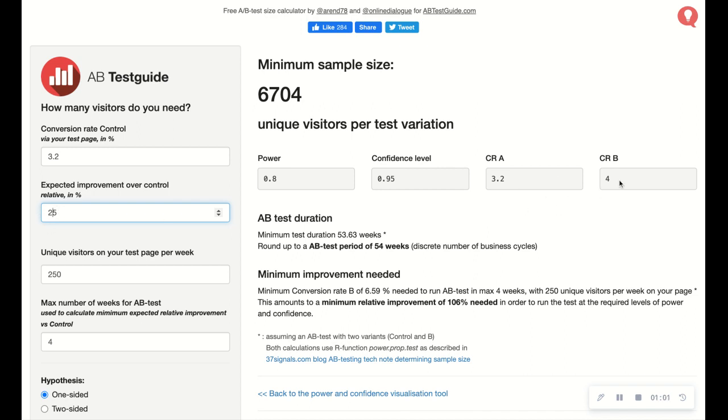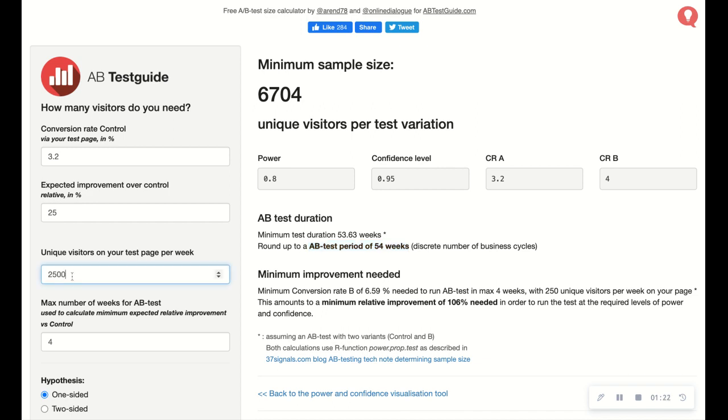So let's say you want to be able to detect a change from 3.2% to 4% in overall conversion. With these numbers, it's saying you would need 54 weeks to detect that effect. And this is why it just doesn't make sense to do A/B tests at this level of traffic.